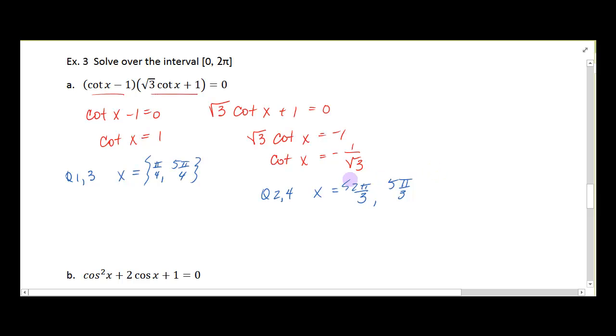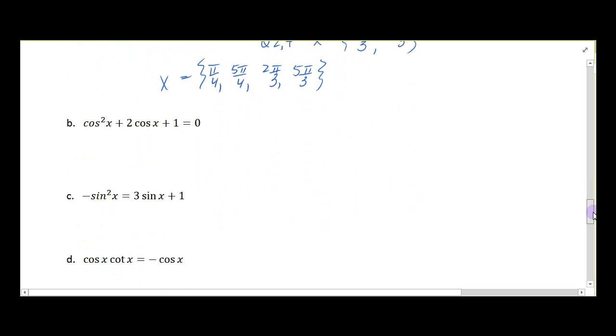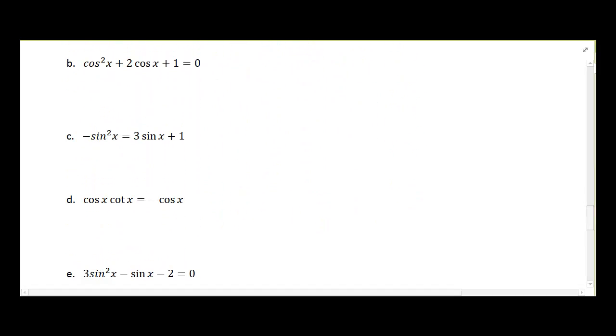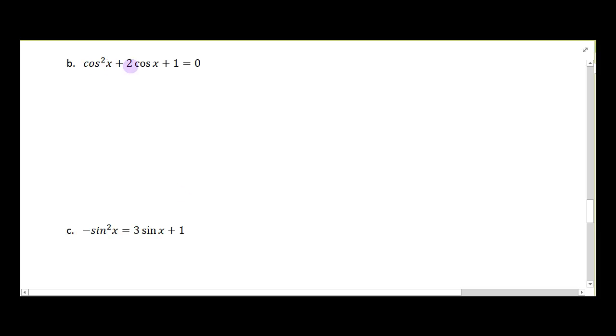So the total solution is given by all 4 of these angles, and that would be pi over 4, 5 pi over 4, 2 pi over 3, 5 pi over 3. So all 4 of those angles make up the solution for the original equation. Let's look at one more example together in this particular video. Let's look at this one right here.